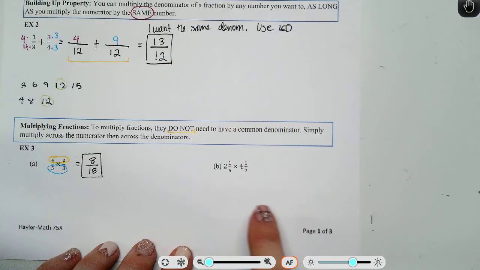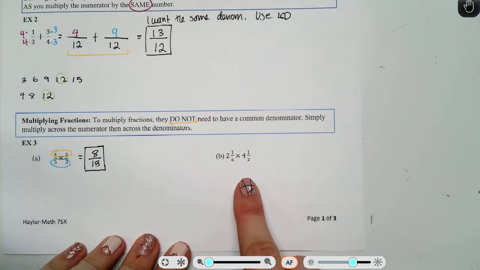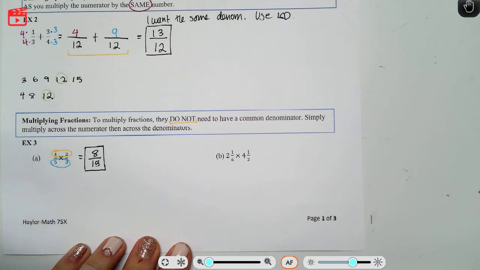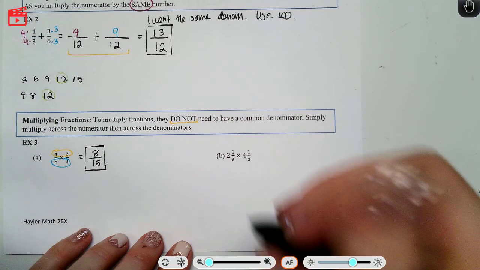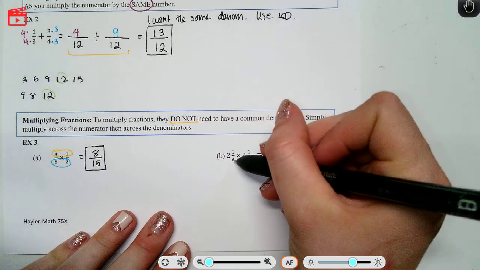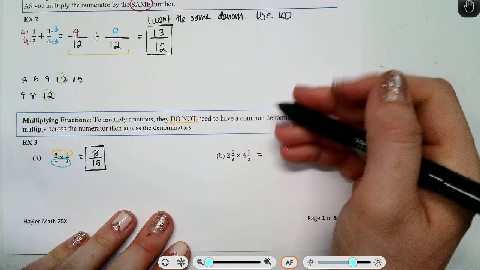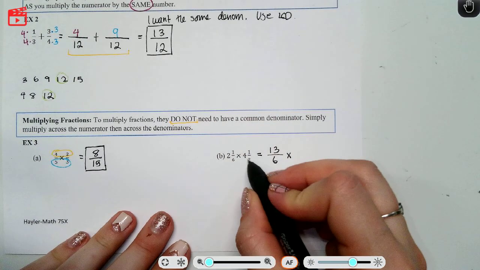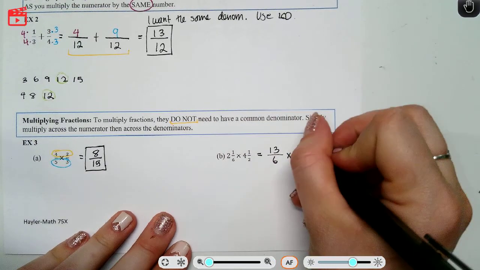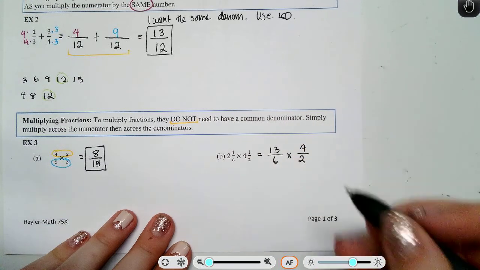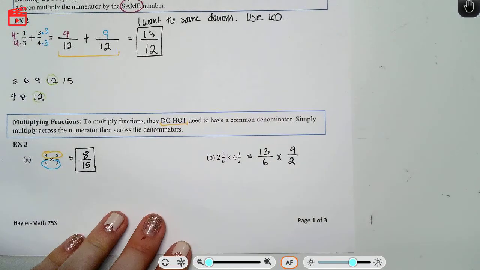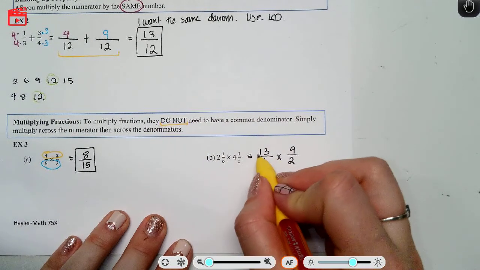All right, B. This one's a little more complicated because right now this is a mixed number. So our plan for a mixed number is first change to an improper fraction. So first thing, let's change these. 2 times 6 is 12 plus 1, 13 over 6 times, that's going to be 4 times 2 is 8, 9 over 2. So that's the first thing we wanted to do, change it out of the mixed number into an improper fraction. And now we can go ahead and do what we were doing in the beginning.